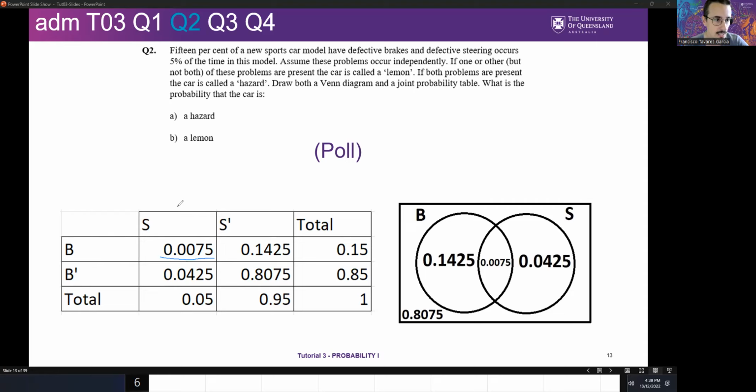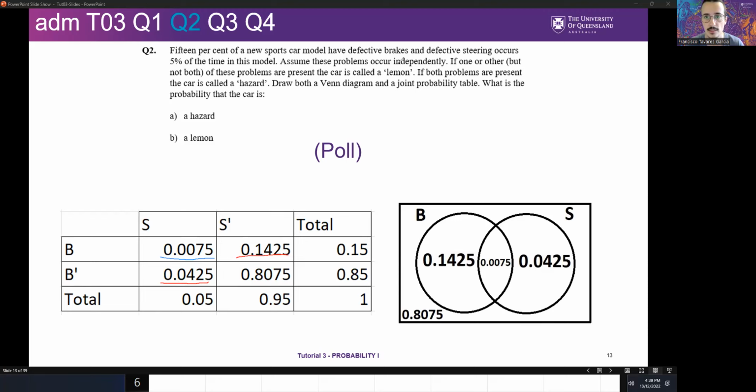And the second question, a lemon, is just when one of the events happens. And it's a little bit trickier here. Just half of you got it right. This is the addition of this one and this one, but not the third one. Maybe I should use a different color. Control Z. This and this, just the two of them together. So the total is 0.185.